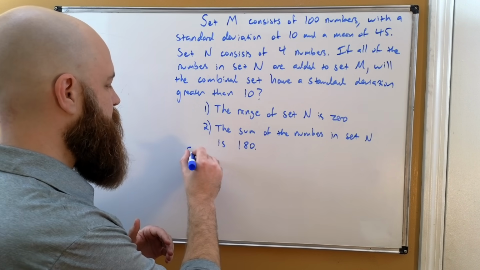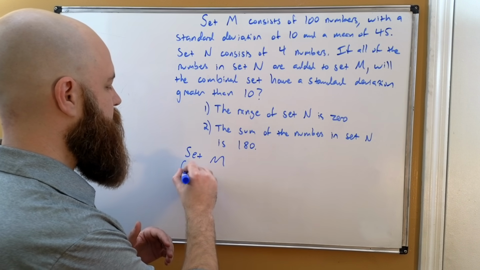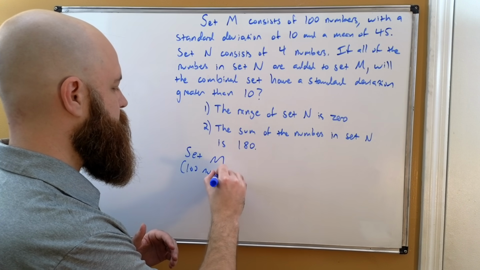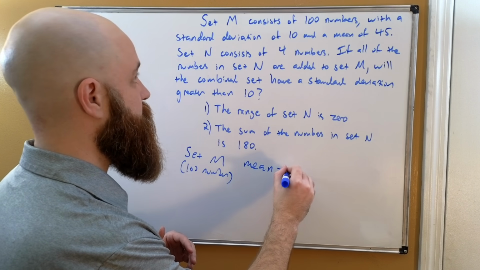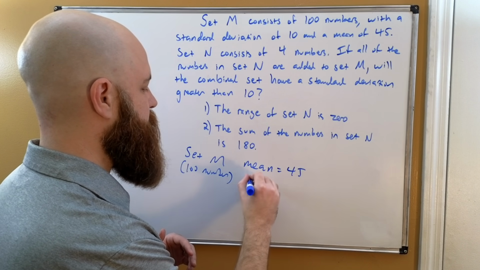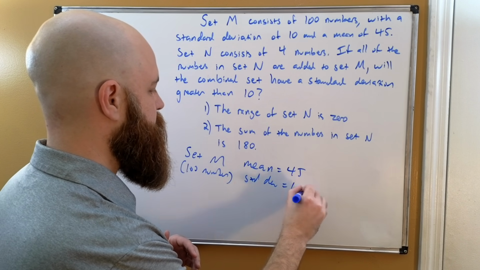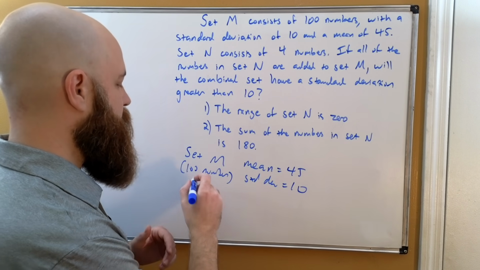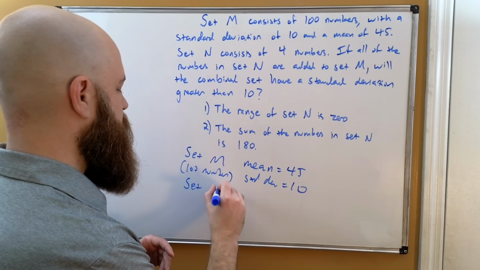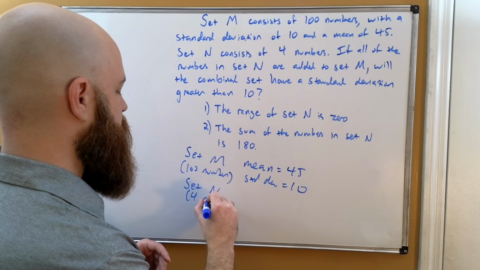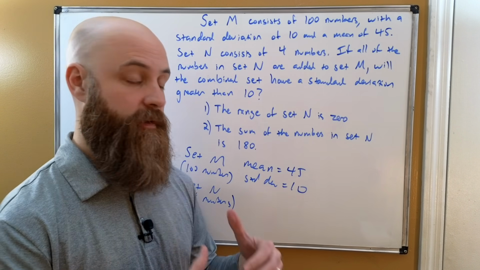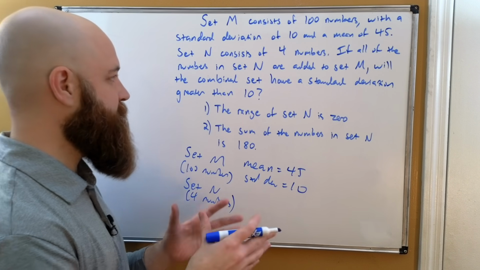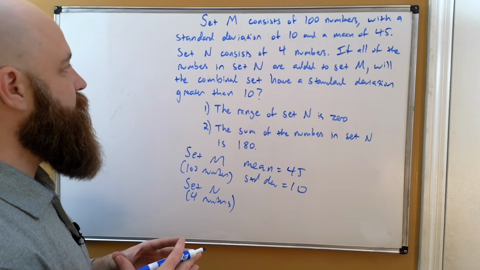I've got one set that they're calling set M, and it's got 100 numbers in it. And what do I know? Well, they told me its mean and standard deviation. The mean was 45, and the standard deviation was 10. Okay, now I've got another set of numbers. They're calling it set N, and this has only 4 numbers in it. But I don't know anything else about it. I don't know what the numbers in the set are. I don't know their mean, standard deviation. Just know that it's got 4 numbers.